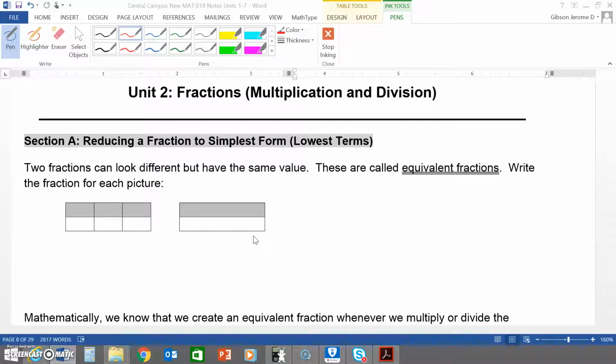Write the fraction for each picture. Okay, now, if you notice here, we have 6 boxes here, which is the total, so that'll be the denominator. Then we have 3 shaded, which would be the numerator. So this is 3 over 6.